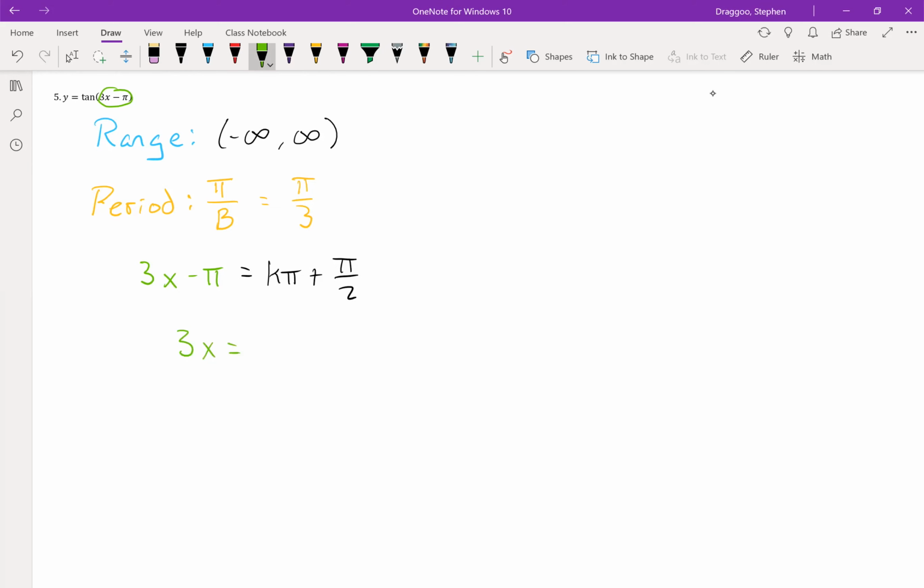So 3x is equal to 3 pi over 2 plus k pi, meaning that x is pi over 2 plus k pi over 3, which could be simplified to 3 pi plus 2k pi over 6.